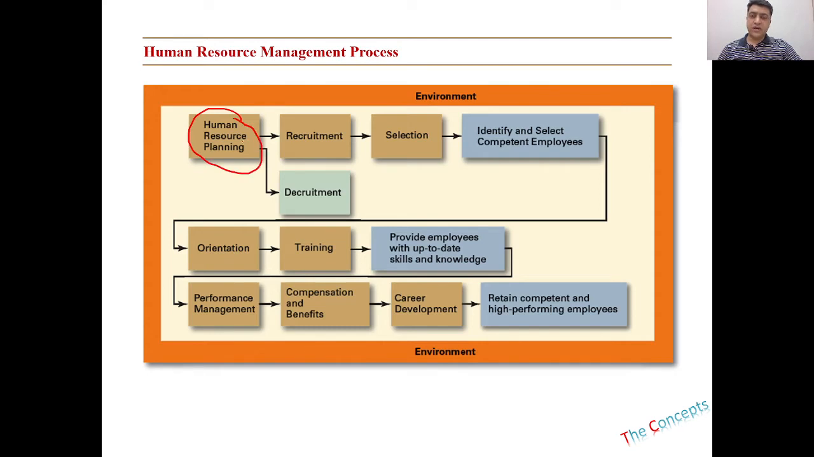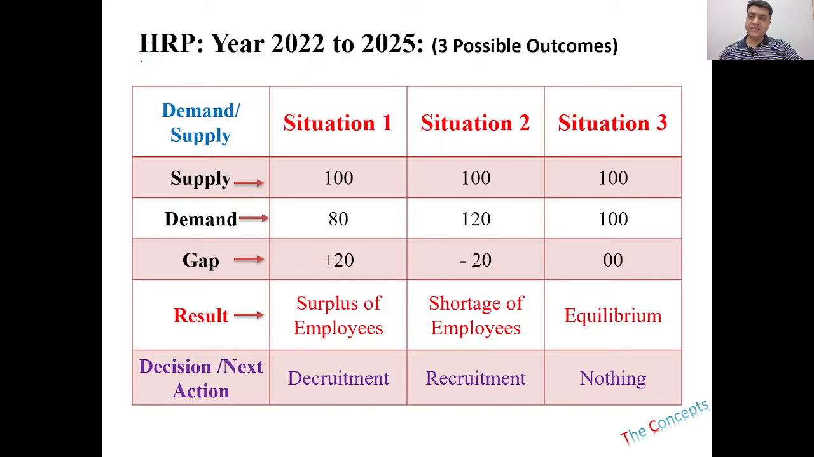Then, based on our human resource planning, we decide about the recruitment and decruitment. And then we go to the selection. Then there's another function of orientation, training, performance management, compensation and benefit, and career development. First, we will understand what is human resource planning.